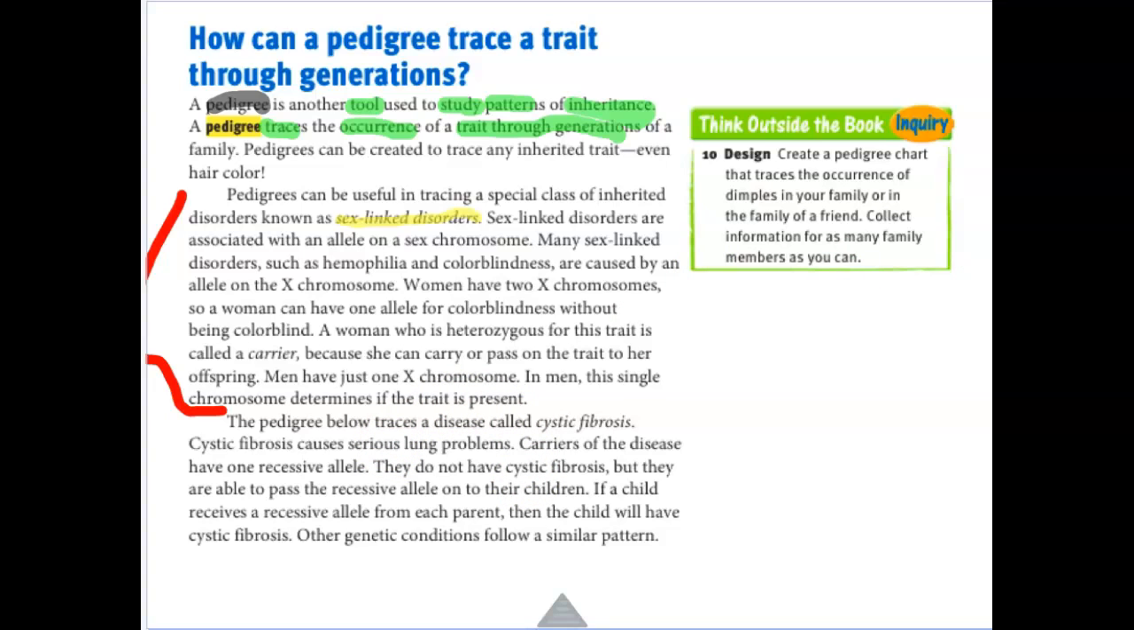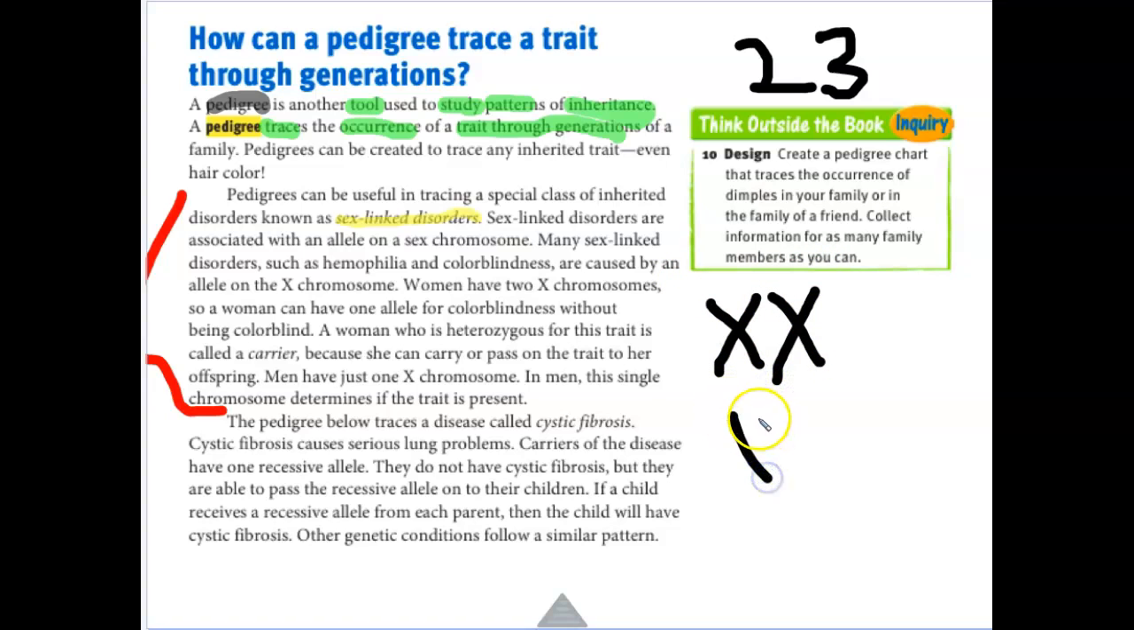We learned that there are 23 pair of chromosomes. All right, so there are 23 pair. Our 23rd pair is the XX chromosome. That one means girl. And we have the XY chromosome, and that is our boy. We should remember those from previous lessons. All right. Many sex-linked disorders, such as hemophilia and colorblindness, are found on our X chromosome.